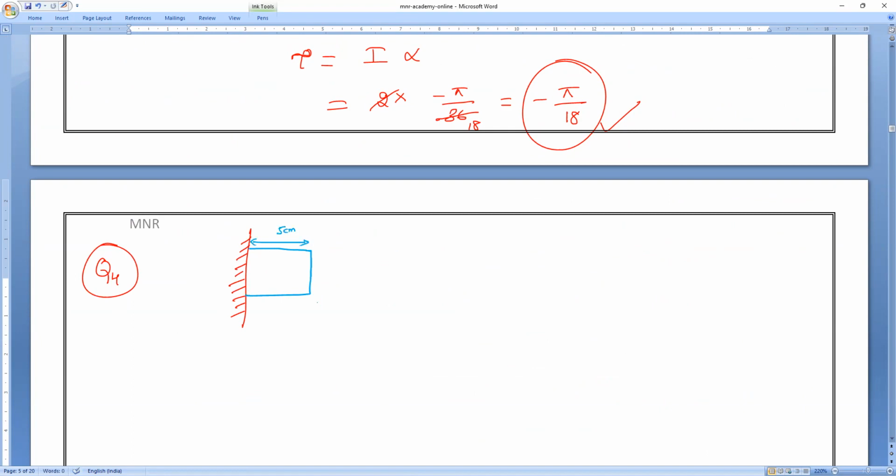Okay, everyone. So now it is a square lamina. All of you observe. Square lamina whose center of mass is present here. So now what is the torque required? That is what we have to find. So square lamina it is.